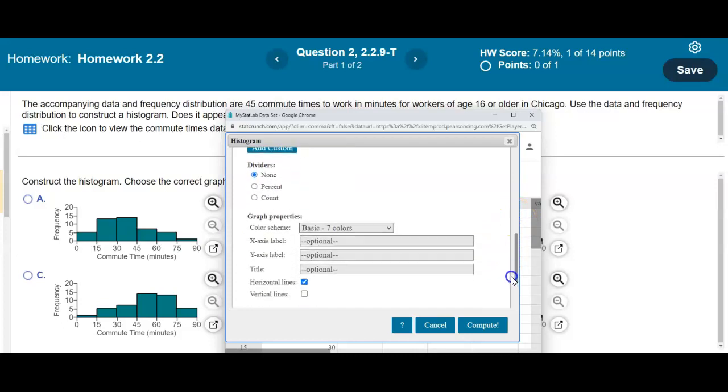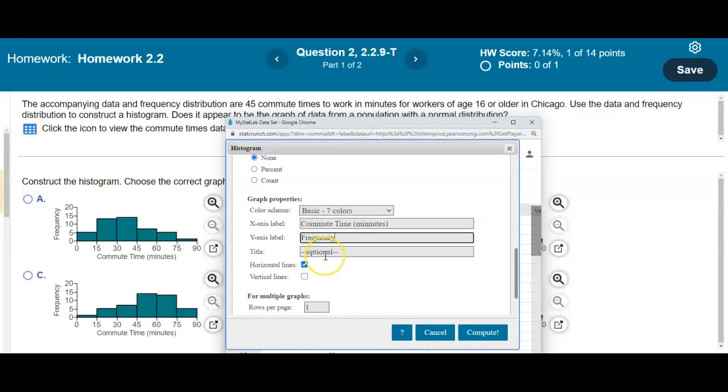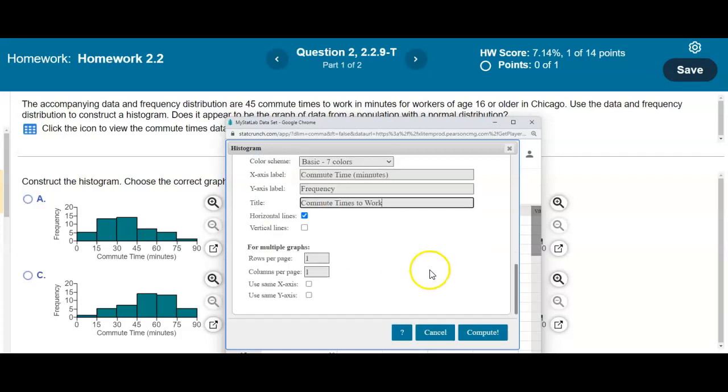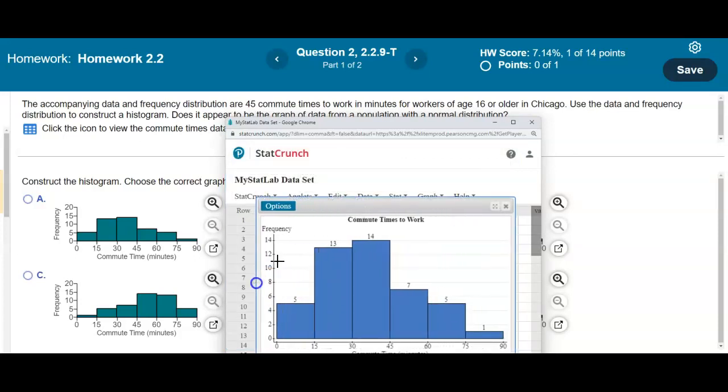Then we want to scroll all the way down. On the x-axis, we want to write commute time in minutes. The y-axis label should be frequency, since that's what it's asking. We don't necessarily need a title, but we can say commute times to work. Now we're going to select compute, and you can see here is our histogram.